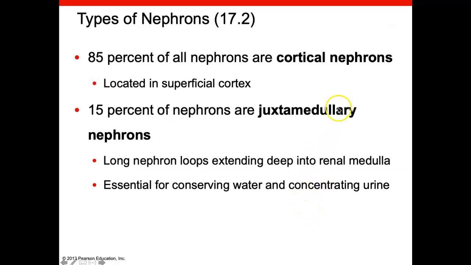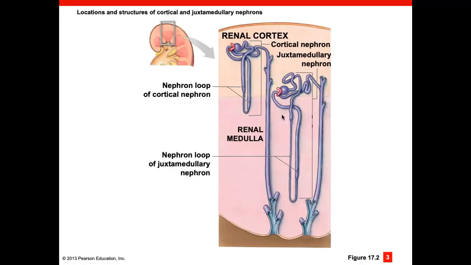There are two different types of nephrons, and we're not going to worry about those. Cortical refers to the cortex, that outer portion of the kidney. So some begin up there in the cortex, so they're cortical nephrons, and the rest are juxtamedullary nephrons. But again, don't worry about those. And here you can see the cortical nephron and the juxtamedullary nephron.